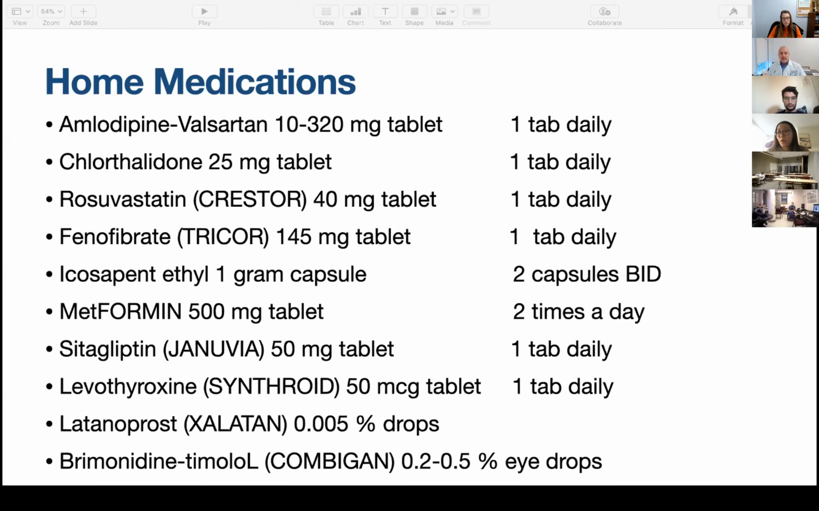And for his home medications, he takes amlodipine, valsartan, and chlorothalidone for his hypertension. And also he takes a high intensity rosuvastatin, fenofibrate, icosapent for his hyperlipidemia. And for his diabetes, he takes metformin, 500 milligram BID, and sitagliptin, one tab daily. He also takes levothyroxine 50 daily, and also eye drops as well.